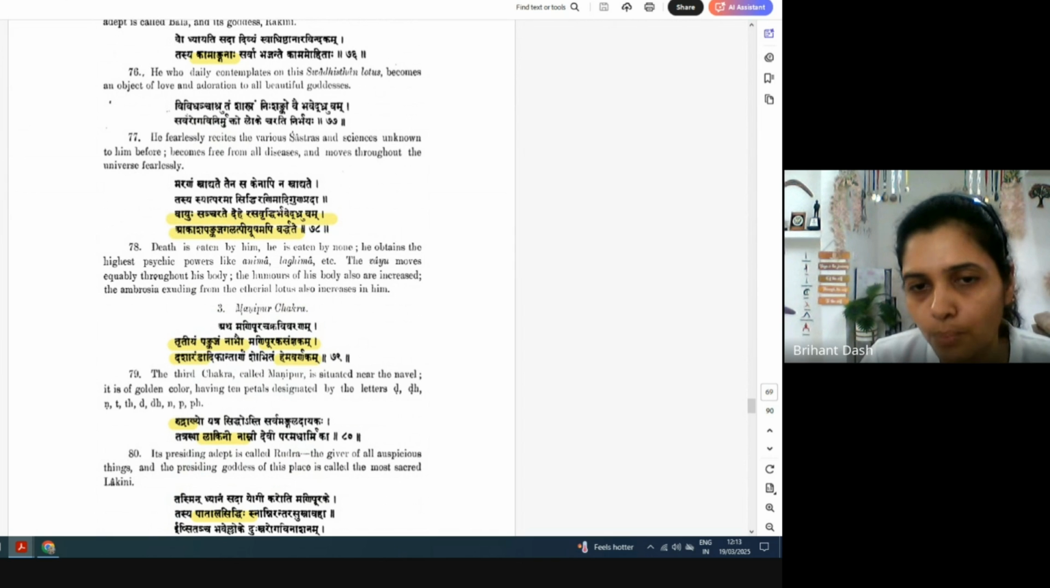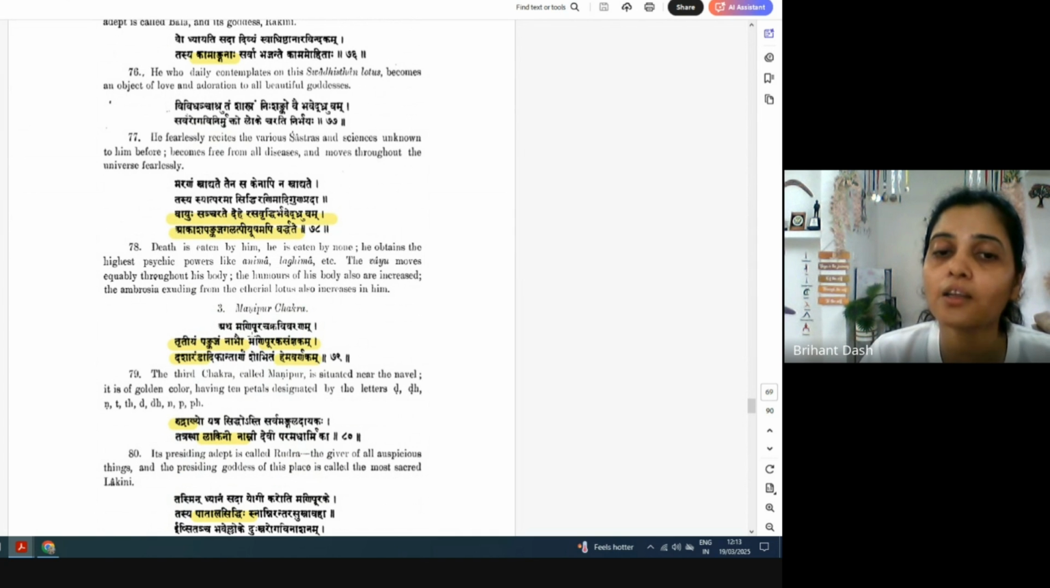Now comes your Manipur Chakra. This is your third Pankaj. This is your third chakra, which lies in your Nabhi or the navel region, and it is given the name of Manipur. It is your third Pankaja, third lotus or the third chakra.